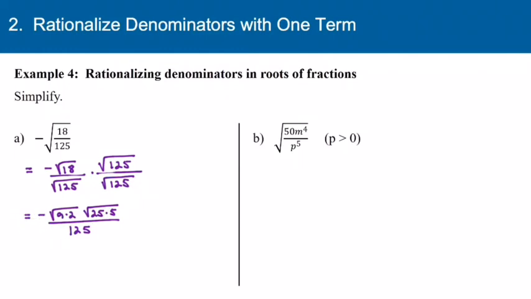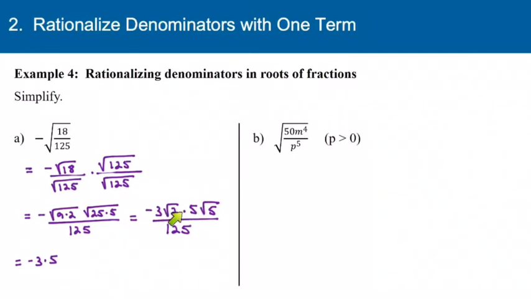Again, don't lose your negative. So we have negative square root of 9, which is 3, times the square root of 2, times the square root of 25, which is 5, times the square root of 5. And then in the denominator, of course, our 125. Now, I could multiply 3 times 5 together and get 15, but there's no need to do that because I know I'm going to be able to cancel a 5 from the denominator. So what I'm going to do is just rearrange this top a little bit. I'm going to have negative 3 times 5 times the square root of 2 times the square root of 5.